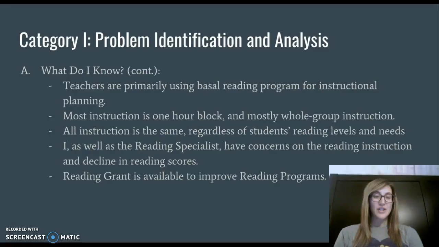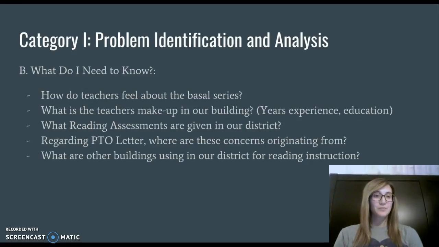All of the instruction is generally the same, regardless of the students' reading levels or their needs or their learning styles. So this brings up some concerns for the reading specialist and myself on our overall reading instruction from our teachers and how that relates to our decline in reading scores over the last few years. There is a reading grant that is available that could help us improve our reading program that we will be looking into.